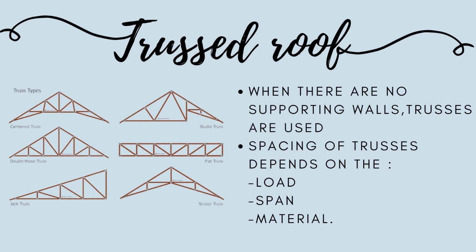When compared to other shapes, which require the corners of joints to be secured to prevent shearing, the triangle is geometrically stable. Besides that, trusses are used when there are no supporting walls. Spacing of trusses depends on the load, span, and material.